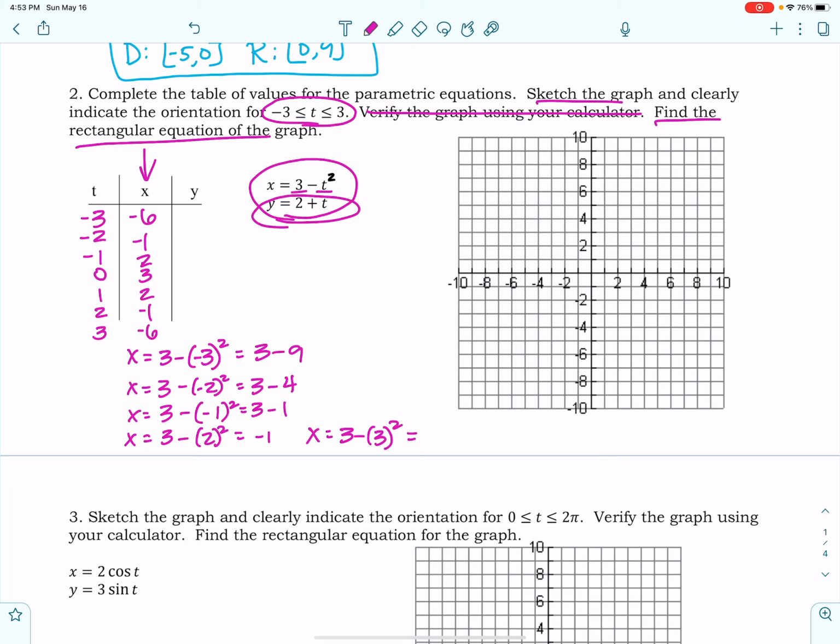Okay, and then I'm going to do the same thing for y. When t is -3, 2 minus 3 is going to be -1. Then I would have a 0 here. At -1, I would have 1. At 0, I'd have 2.